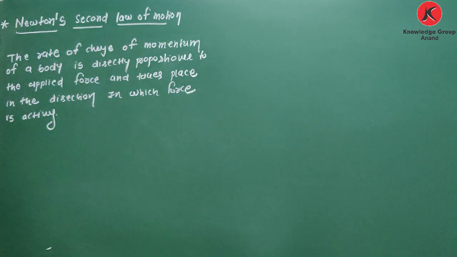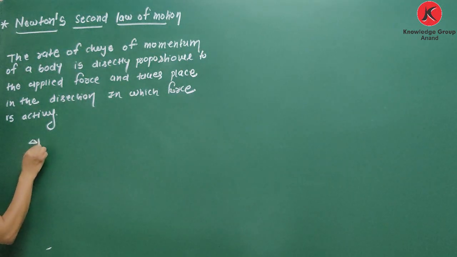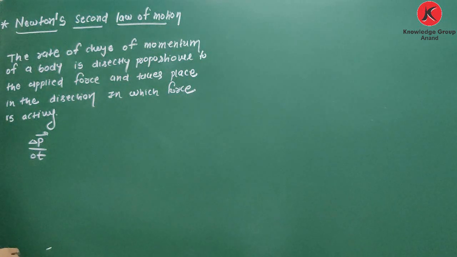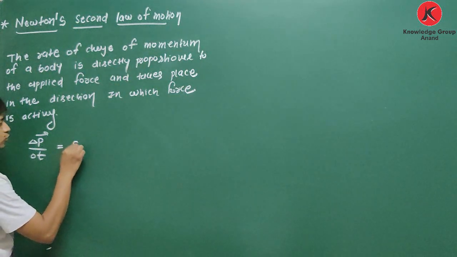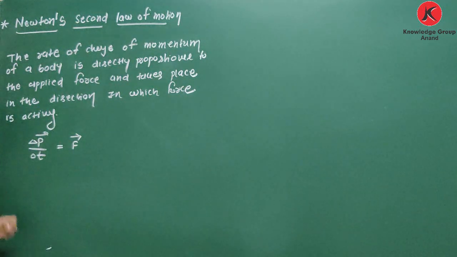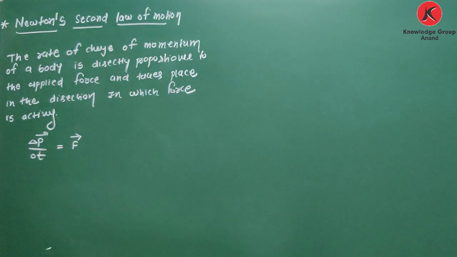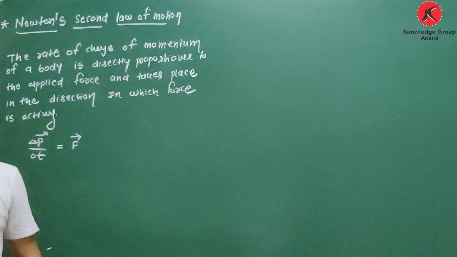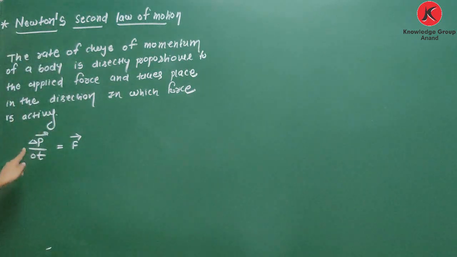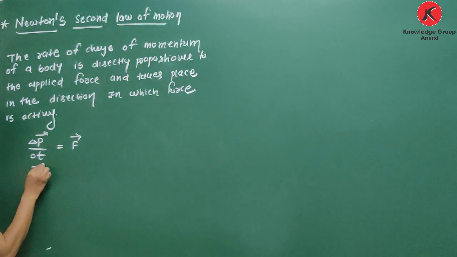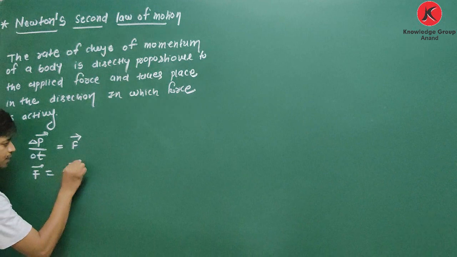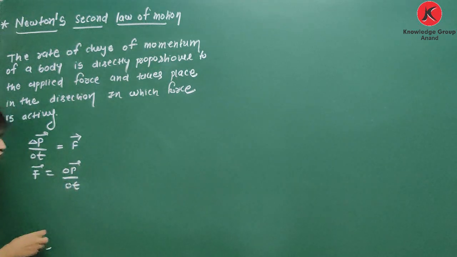How to write it mathematically? See, delta P upon delta T, the rate of change of momentum, is equal to force. Delta P upon delta T is equal to F. Yes, the constant of proportionality I am taking as one. So delta P upon delta T is equal to F. Clear about this?